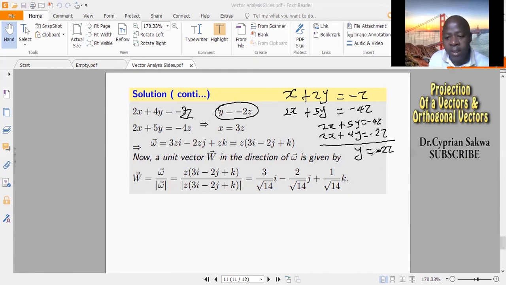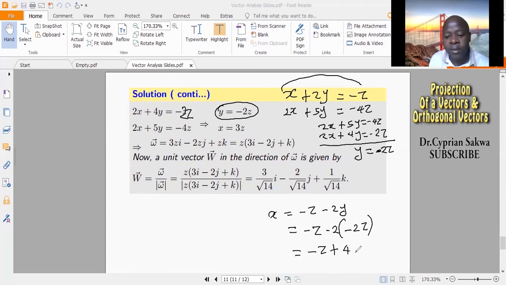Good. Now once I get y as negative 2z, what becomes of my x? So I go back to this equation and make x the subject. So x is negative z minus 2y. But we know what y is. So x becomes negative z minus 2 times negative 2z, so that x becomes negative z plus 4z, which is 3z. That's why you see that my x was 3z. Good.